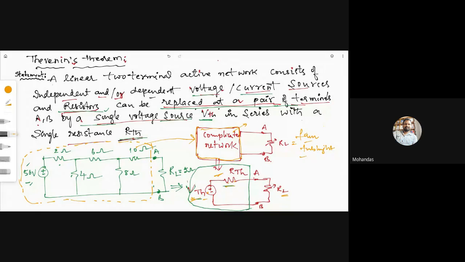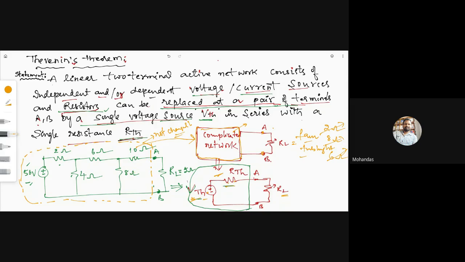So at a particular time you will be having 2 ohm loads, 8 ohm loads, and 6 ohm loads, like that. These loads are going to be changed, but the load is changing only across this pair of terminals, AB terminals, and the circuit which is present before this pair of terminals is not changed. The circuit is not changeable.